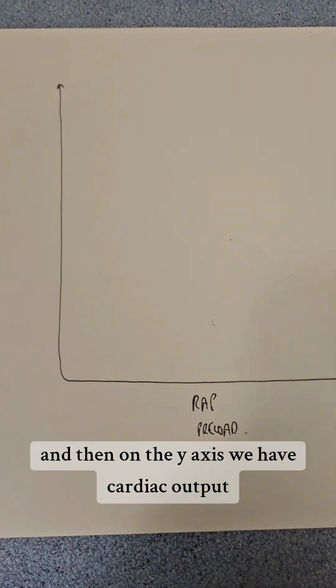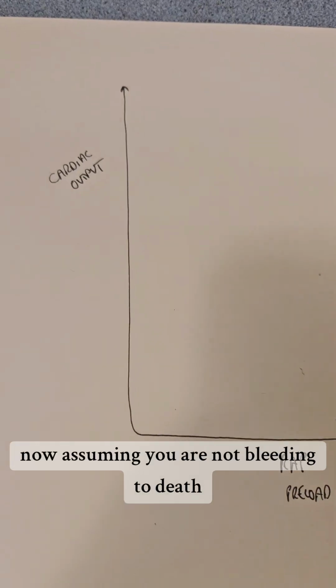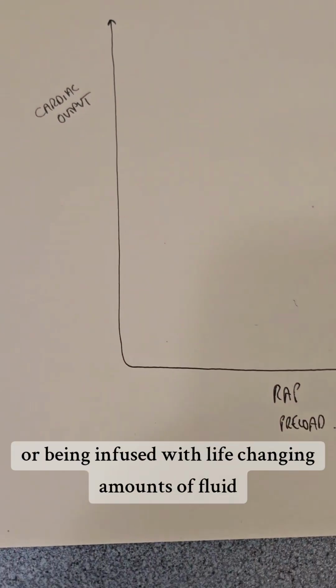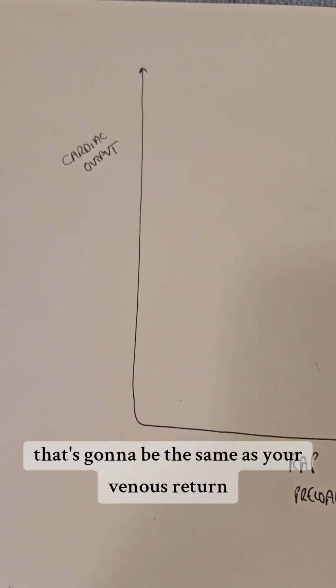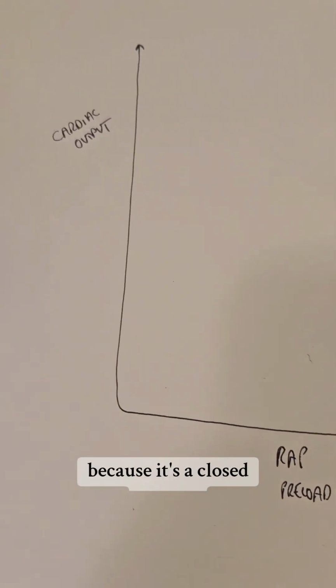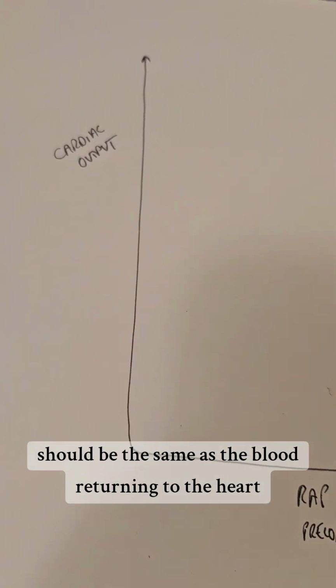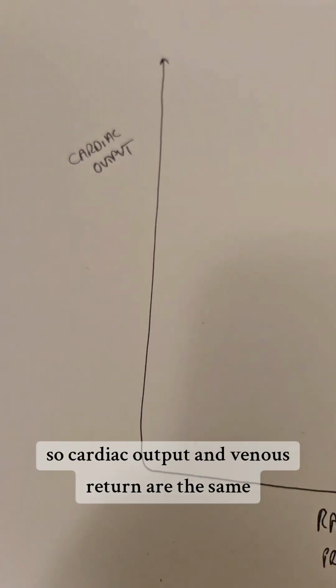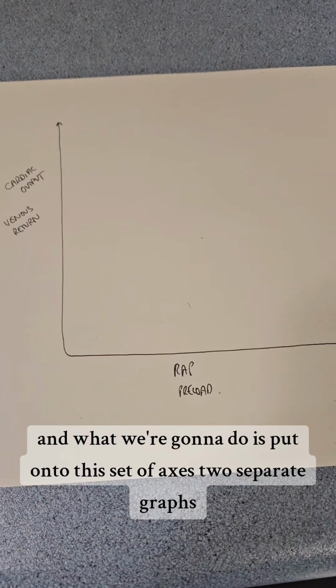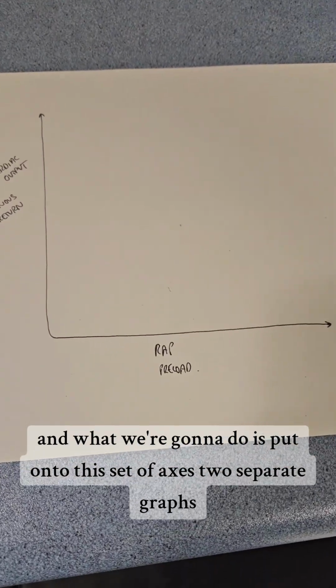And then on the y-axis, we have cardiac output. Now, assuming you are not bleeding to death or being infused with life-changing amounts of fluid, that's going to be the same as your venous return because it's a closed system. So the blood leaving the heart should be the same as the blood returning to the heart. So cardiac output and venous return are the same. And what we're going to do is put onto this set of axes two separate graphs.